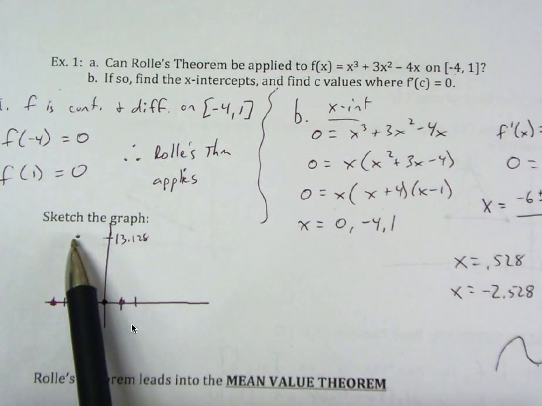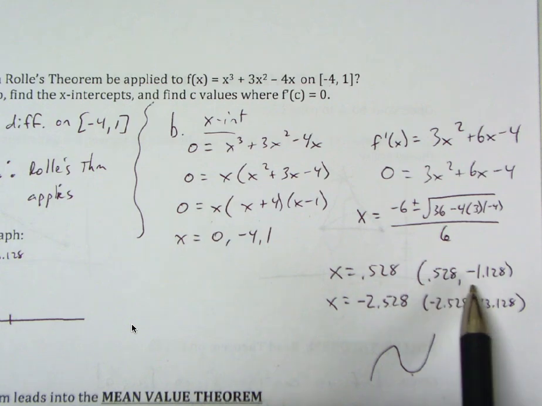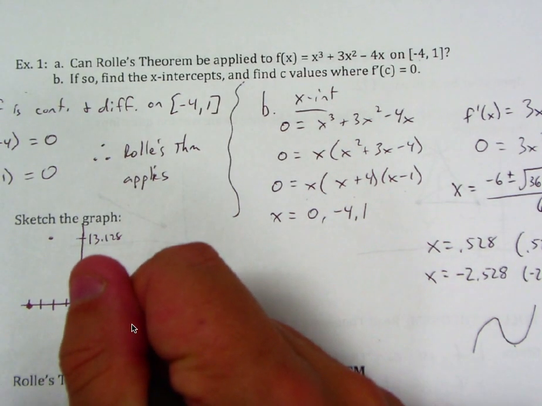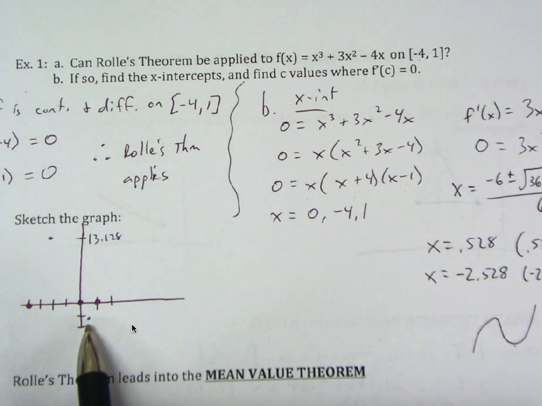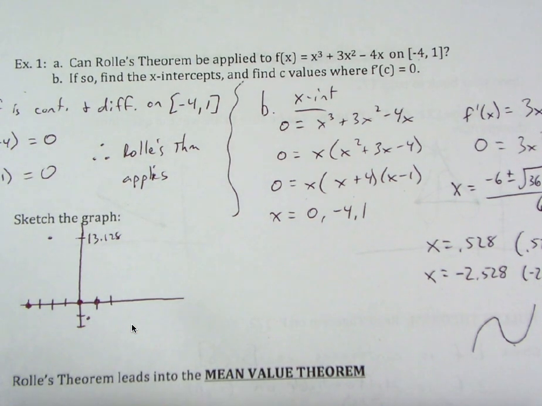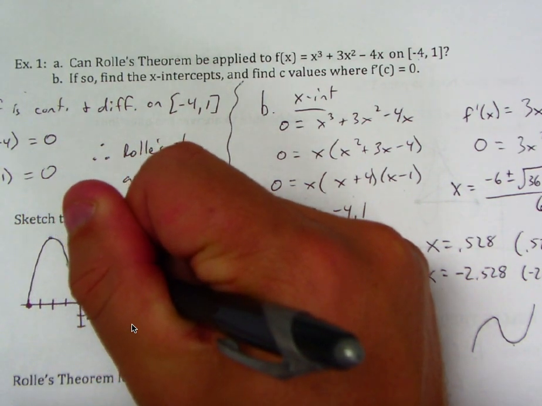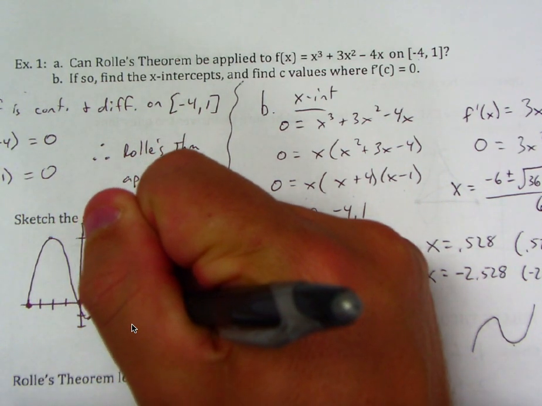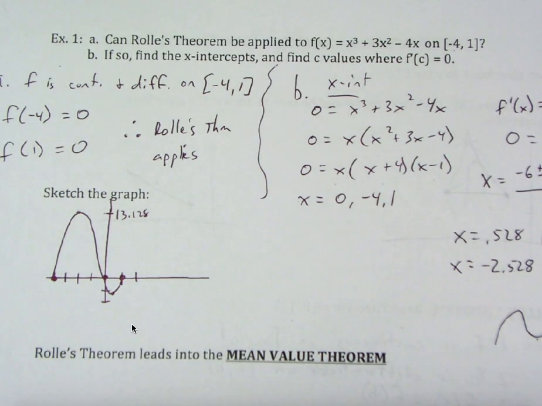So I know that's where my hump is going to be. And then the other one is at 0.5, negative 1-ish. Right around there. And then I can draw this cubic function. I make those sounds anytime I draw a graph. And there we go.